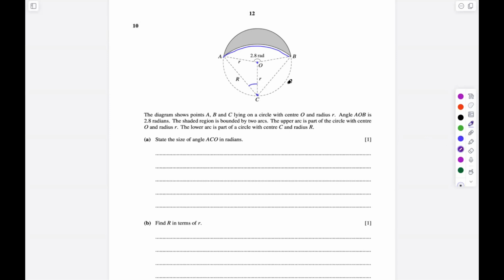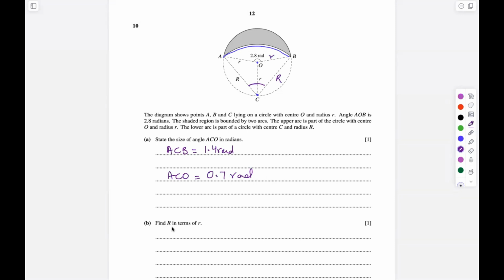Now to find this angle, there are multiple ways we can go about this. We can use the circle property over here, which means that if this is 2.8 radians, this complete angle will be half of 2.8, as angle at center is twice the angle at circumference. So angle ACB will be half of 2.8, which is 1.4 radians. And as this is R and this will also be R, and this is R, which means that these two angles will be equal. So angle ACO will be half of 1.4, so 0.7 radians.